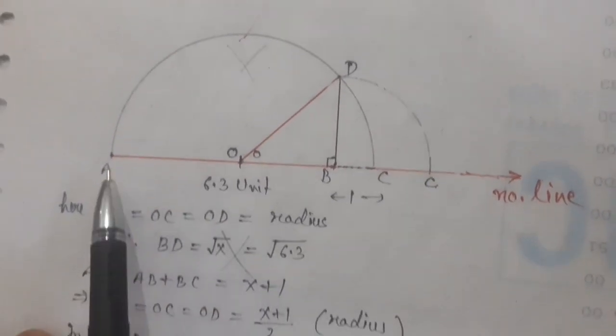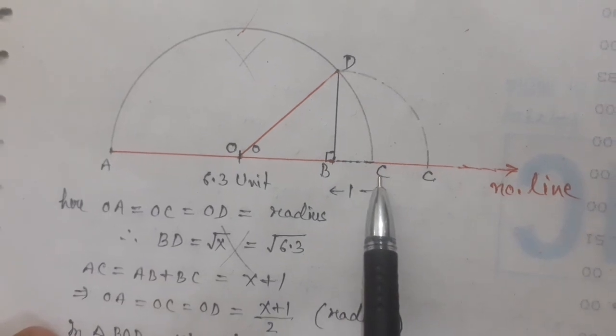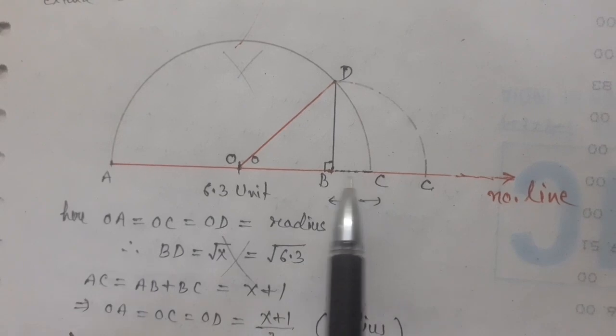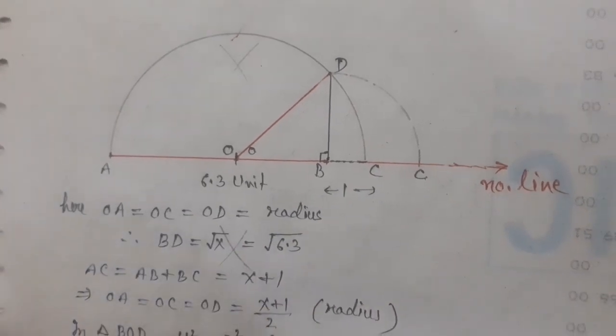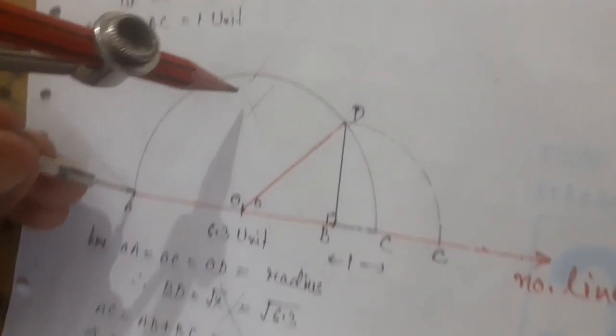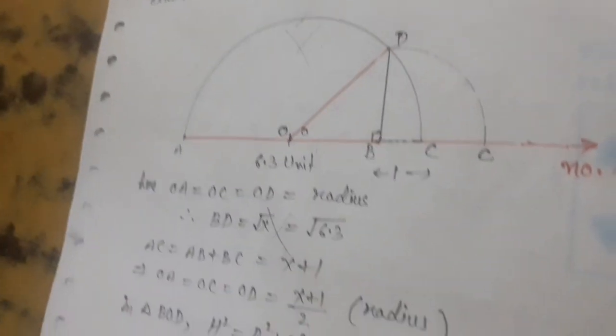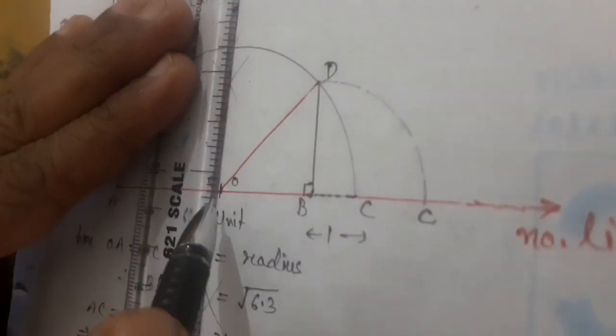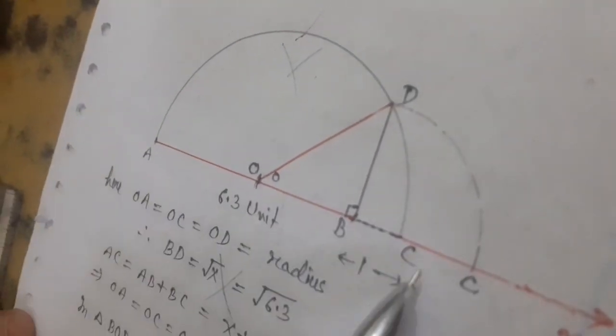Now you can take AC as the diameter. First we find the midpoint of AC. How can we find the midpoint of AC? Taking A or C as center, with a radius more than half of AC, draw one arc here and one arc here. Similarly from the other end, as you have already studied in class 8. Then you can find the midpoint of AC. Suppose this O is the midpoint of AC.